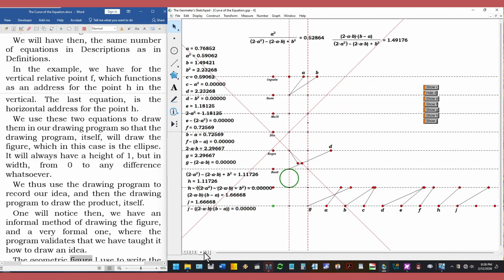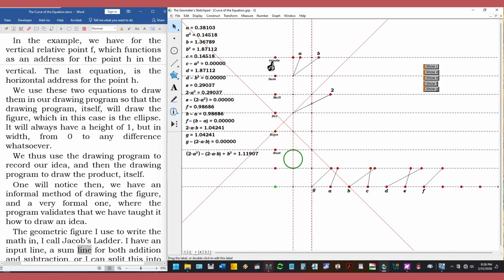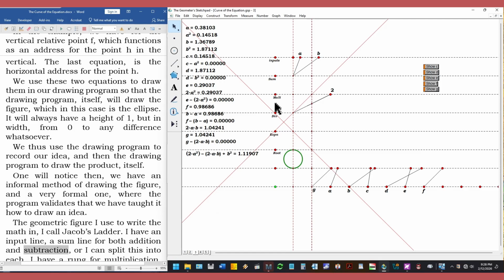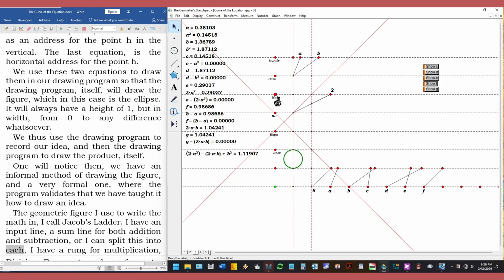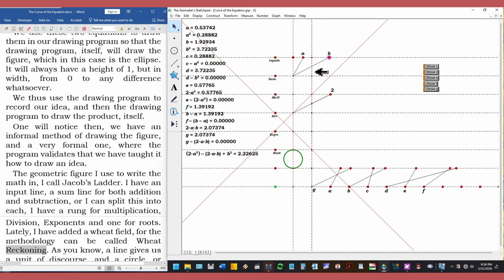The geometric figure I use to write the math in, I call Jacob's ladder. I have an input line, a sum line for both addition and subtraction, or I can split this into each. I have a rung for multiplication, division, exponents and one for roots. Lately, I have added a wheat field, for the methodology can be called wheat reckoning.